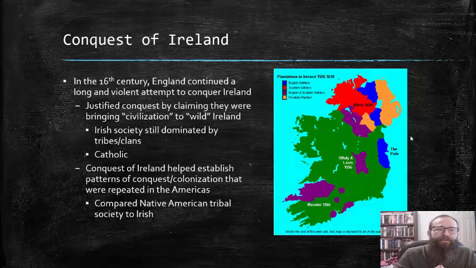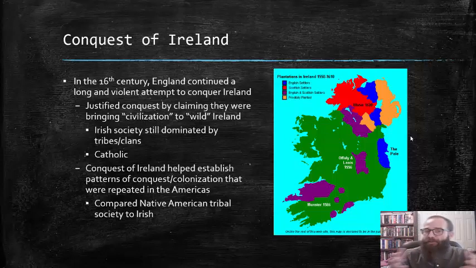Also going on in the 16th century was the English conquest of Ireland. Although the conquest had really kind of started in the 13th century, in the 16th century it really began to build up steam, and it continued this long and violent attempt to conquer the entire Irish island. They justified this conquest by claiming they were bringing civilization to wild Ireland.